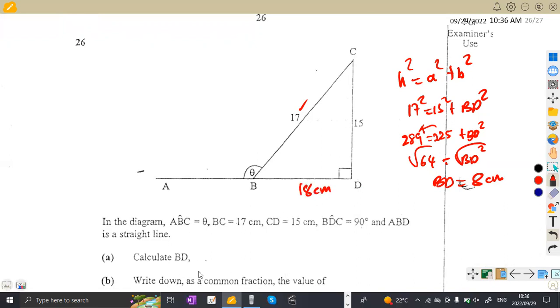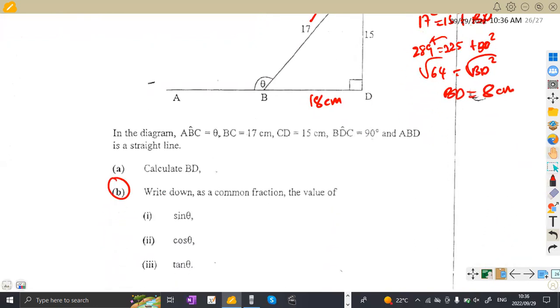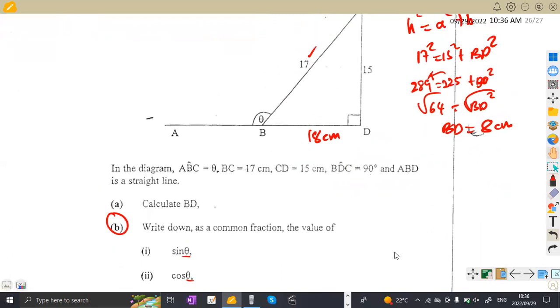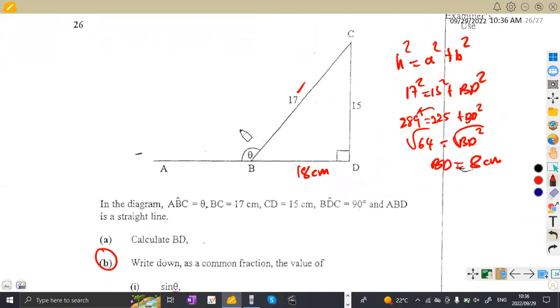Then write down as a common fraction now on the B part. What are we asked to write down? The value of the sine theta, cos theta, tan theta. Okay, so let us locate where our theta is located. Theta is here, it's an obtuse angle. Okay, so this theta is an obtuse angle.